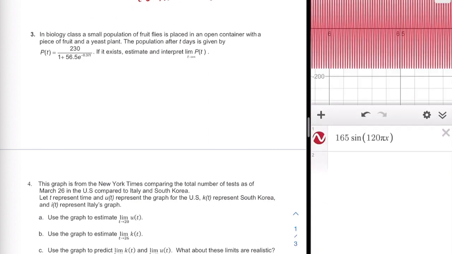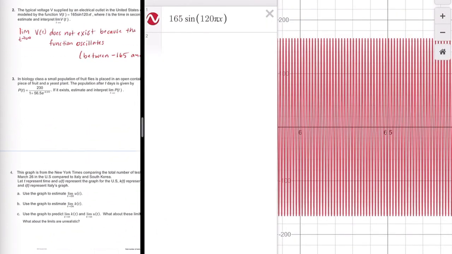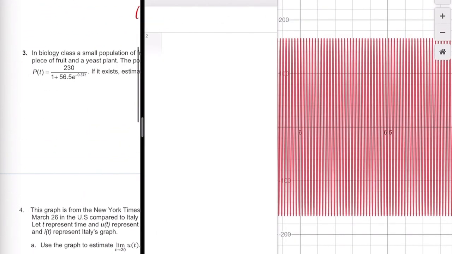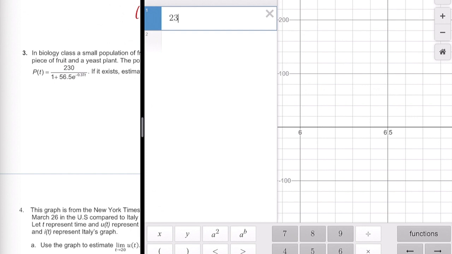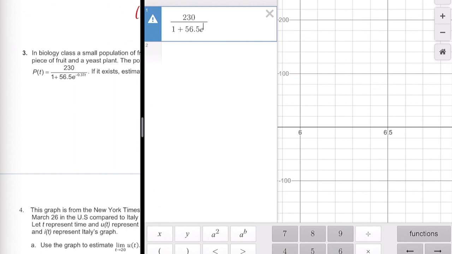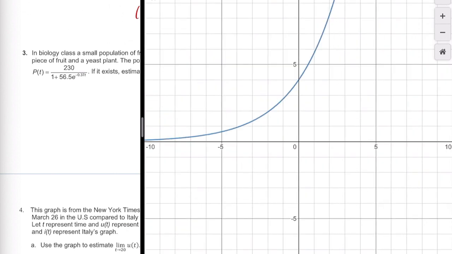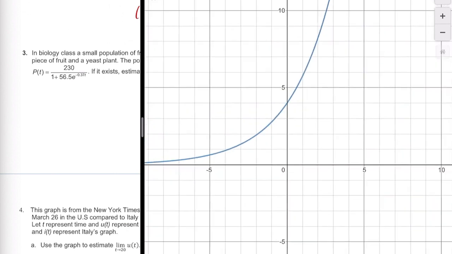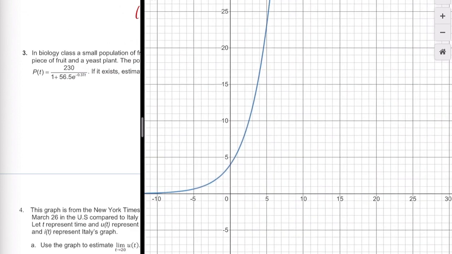All right, so first off, we need to put in our function. So this is 230 divided by 1 plus 56.5 e raised to the negative 0.37x. Oops, I missed the x there. Negative 0.37x. Alrighty, so then let's go home again, because hopefully we can use a nice normal window. And let's zoom out and see what happens.